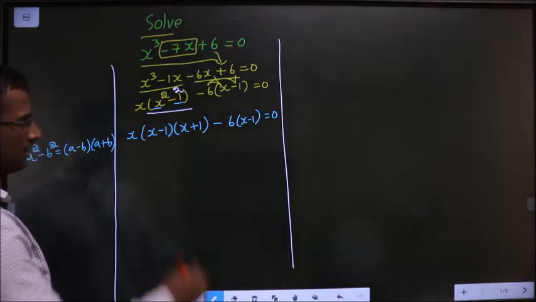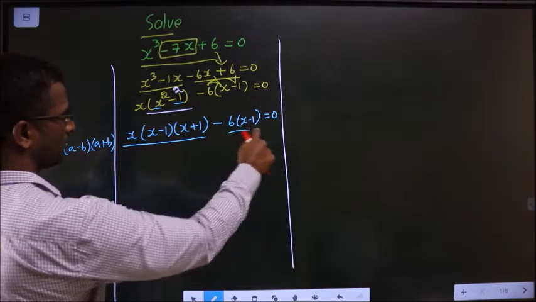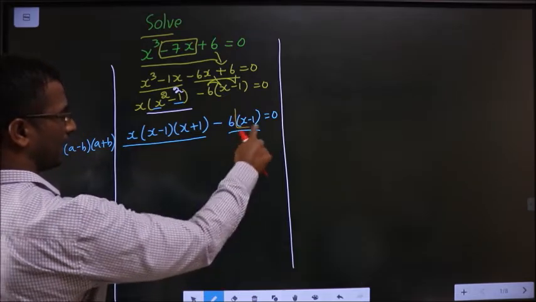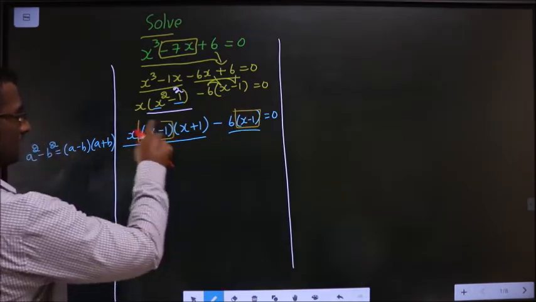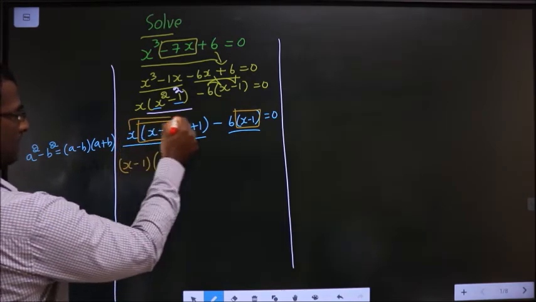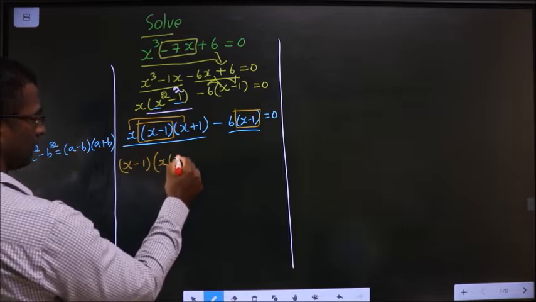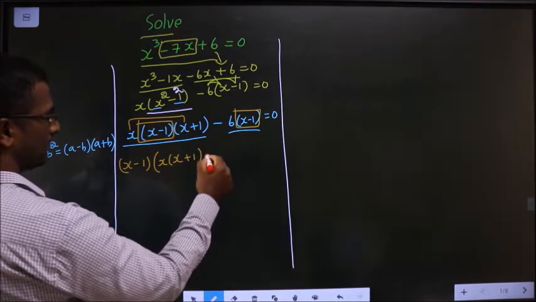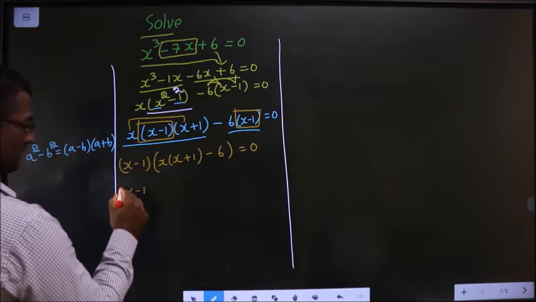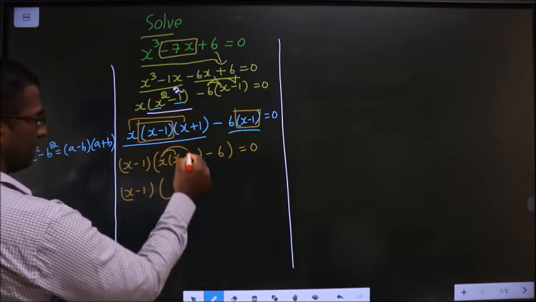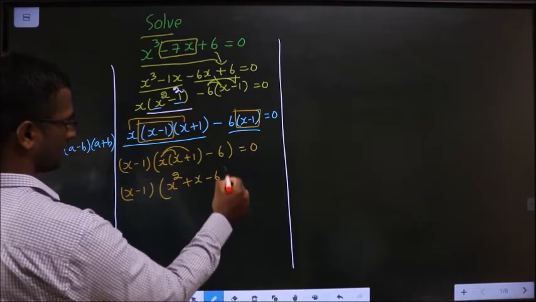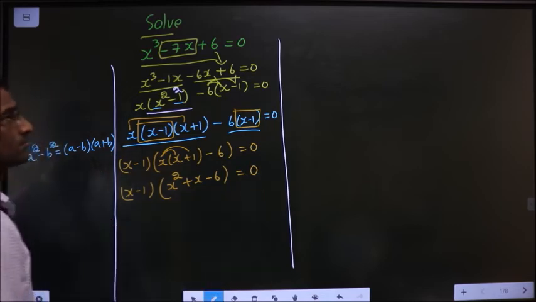Okay, next. What can I take common from these two? Did you get the catch? I can take x minus 1 common from both. If I take x minus 1 common, here left with these two. And here I am left with 6. Next, open this up. So what do I get? X square plus x minus 6 equal to 0.